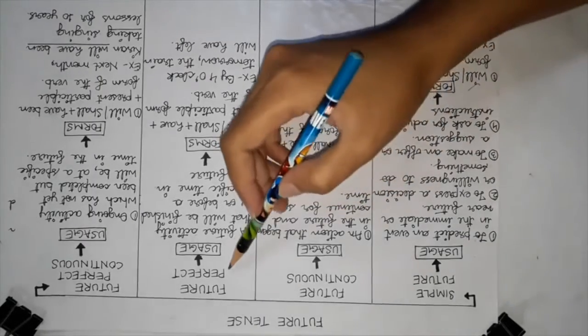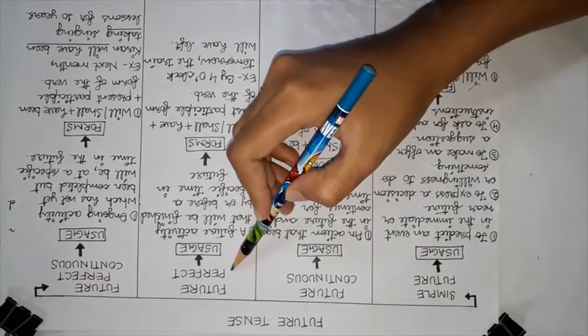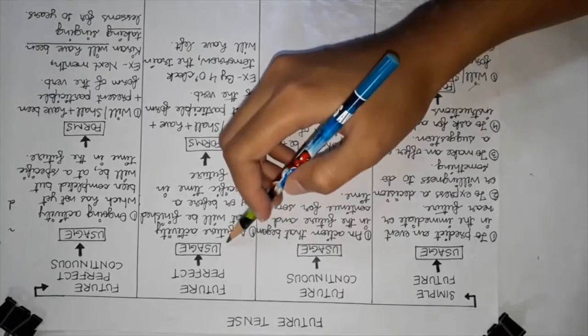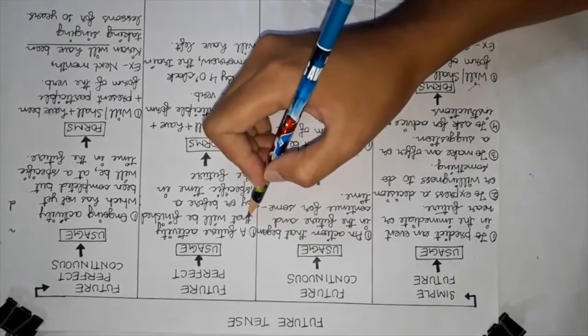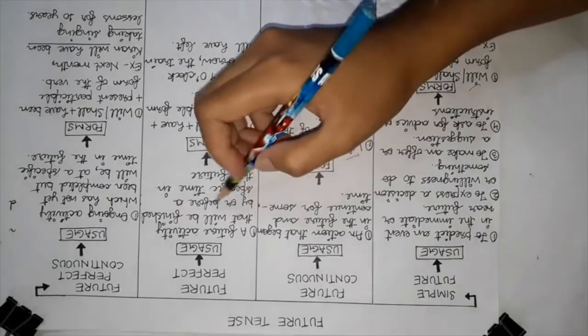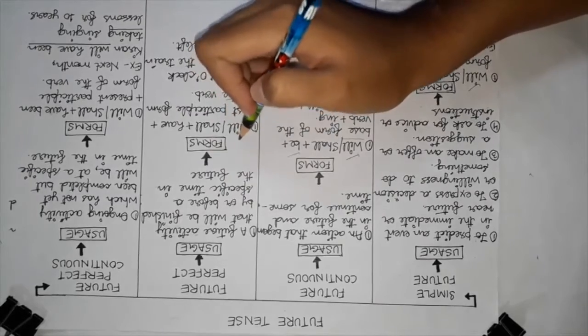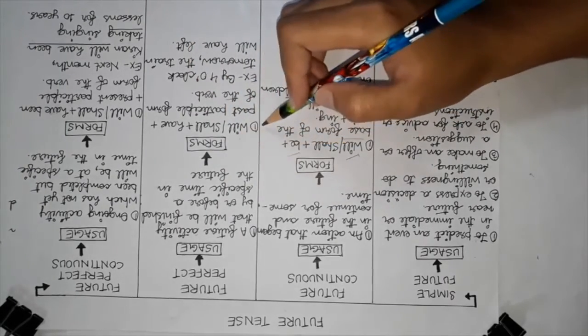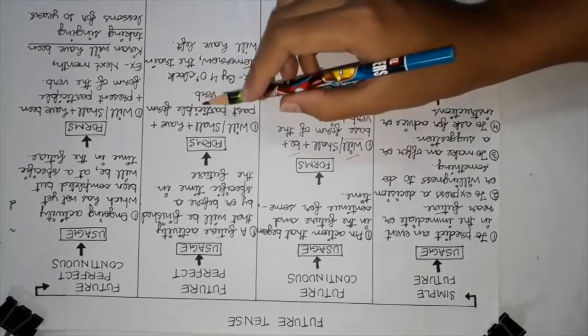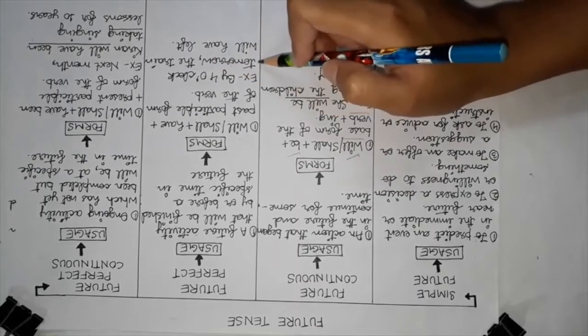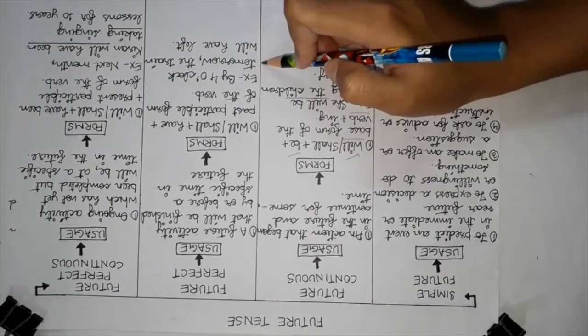Then we have the future perfect tense. The future perfect tense denotes an action that will be completed in the future. It takes the form will have plus past participle form of the verb. And the usage for this is for a future activity that will be finished by or before a specific time in the future. And the forms we get in the future perfect tense is will or shall plus have plus past participle form of the verb. So it will give us, by 4 o'clock tomorrow the train will have left.